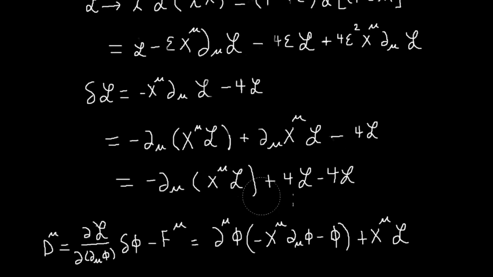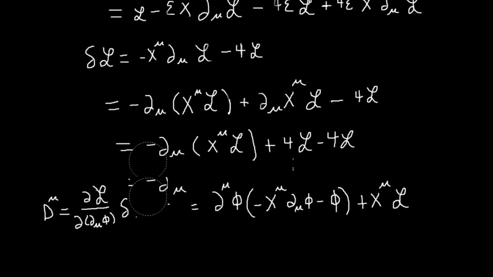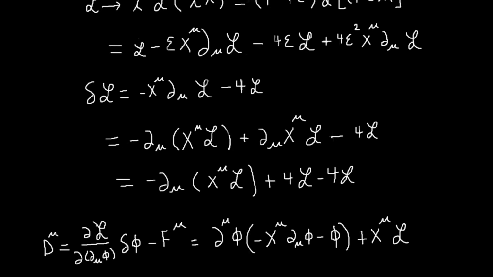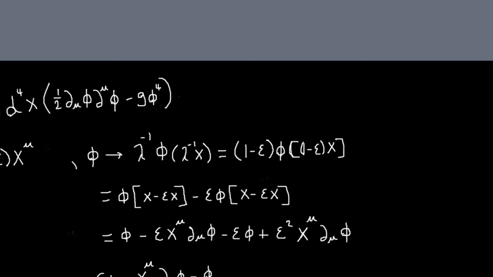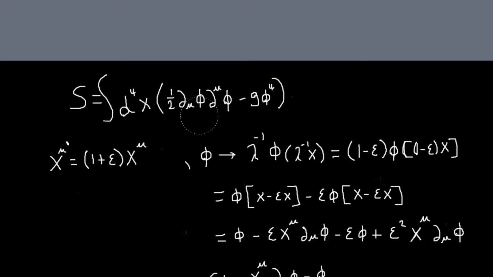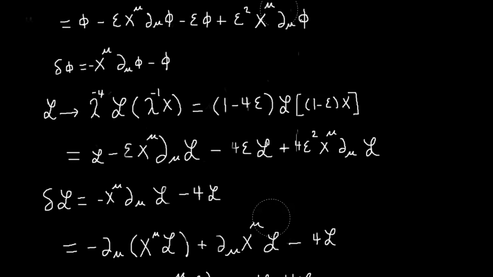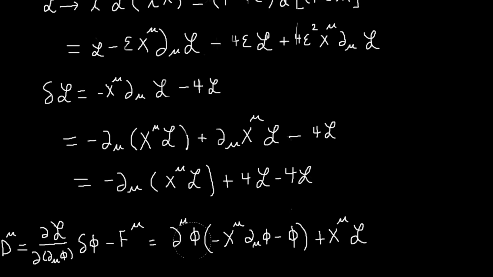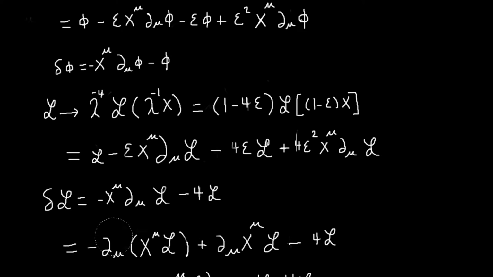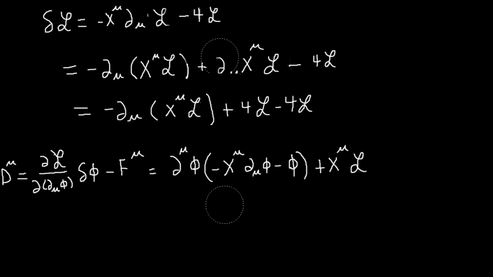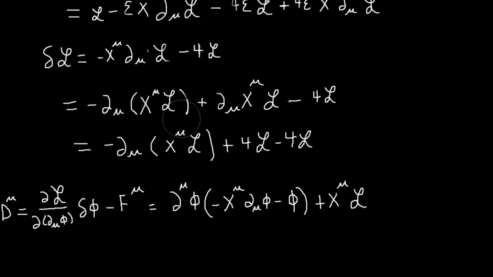And so then we can just write down our conserved current, which will just be dL/d(d mu phi) times delta phi minus F mu. The derivative term is just the normal Klein-Gordon term, so that is just d mu phi upper. And then our delta phi was this. And minus F mu, so minus x mu L. So it's this.